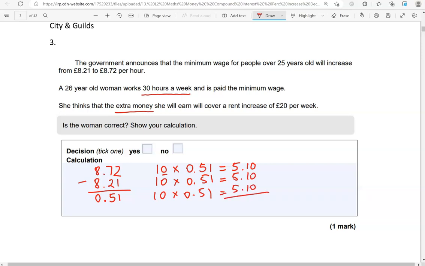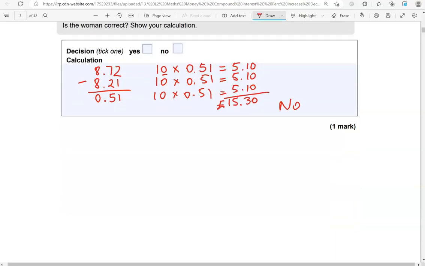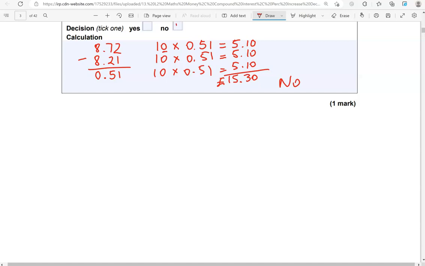So adding these now, that is 30 pence. 5 and 5 is 10, and the 5 is 15. So £15.30 extra per week, which is less than £20. So is she correct? We're going to say no. And we've shown why.